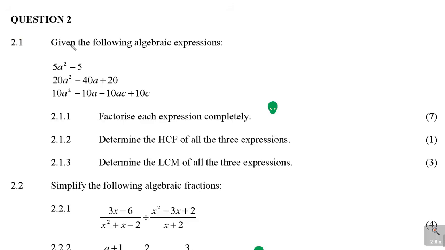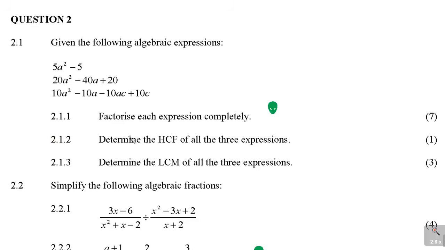Question 2.1 says, given the following algebraic expressions, and they give you that. Then 2.1.1 says, factorize each expression completely. Which means you need to master the part on factorization. And look at the mark allocation, it's 7 marks.